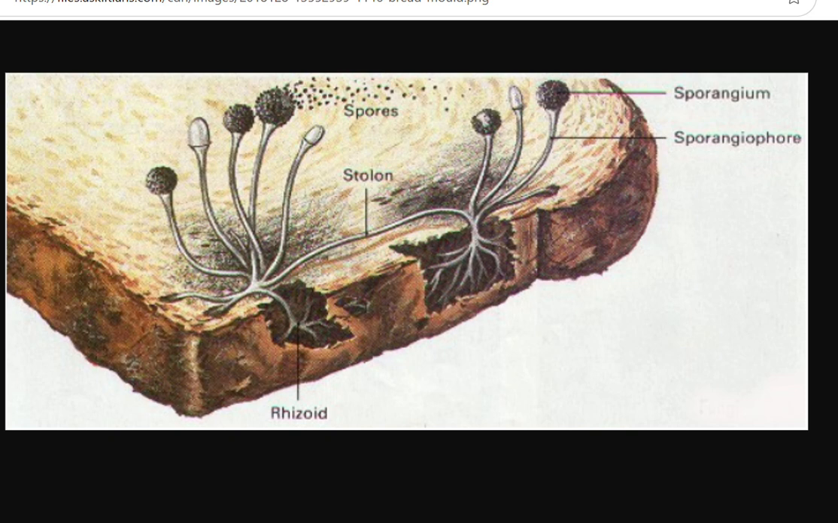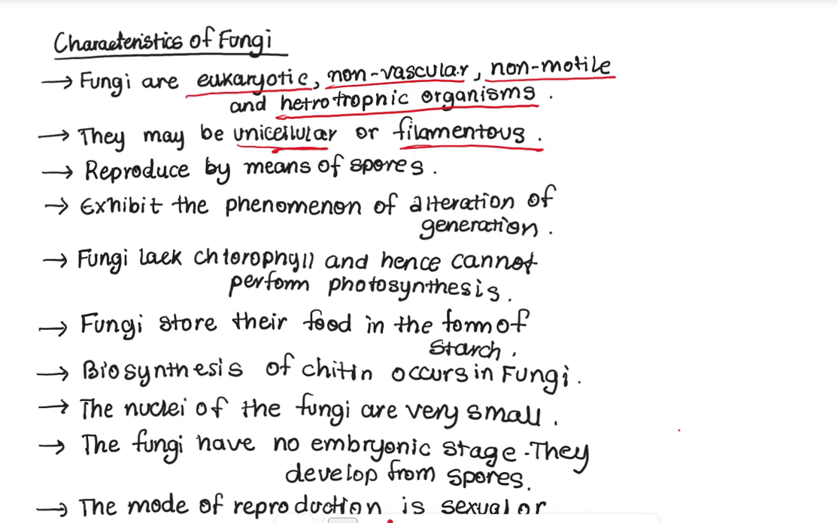You can observe this diagram. This is a bread and you can observe the bread mold growing on it. You have the spores, you have the sporangium, the rhizoids, the stolon. So observe the structure. You can also learn in depth by referring to my previous video where I have explained this concept in detail.